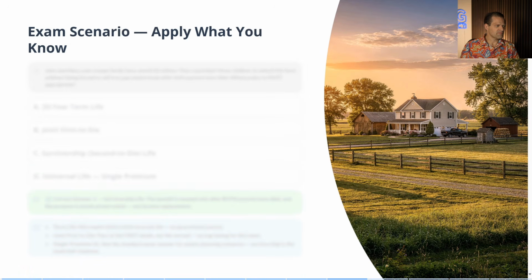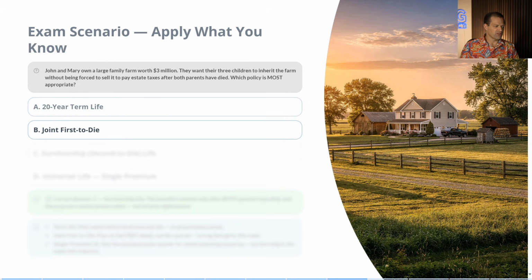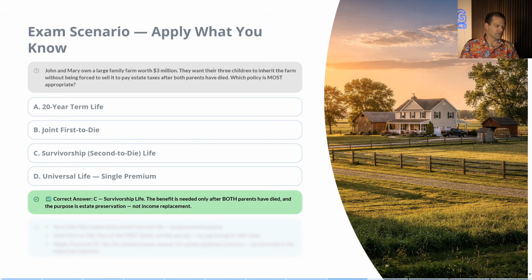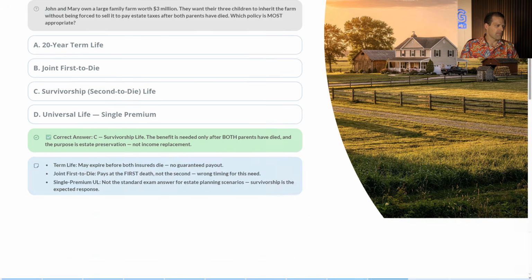Okay. So let's do an example. John and Mary own a large family farm worth $3 million. They want their three children to inherit the farm without being forced to sell it to pay estate taxes after both parents have died. Which policy is most appropriate? A, 20-year term life; B, joint first to die; C, survivorship second to die life; or D, universal life single premium? The answer is C, because the benefit is needed only after both parents have died, and the purpose is estate preservation, not income replacement.